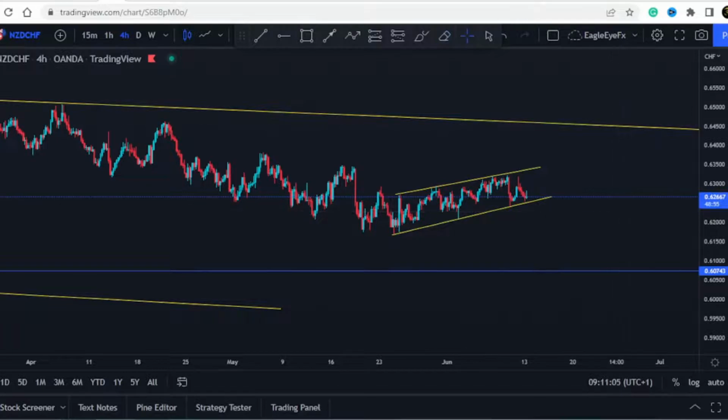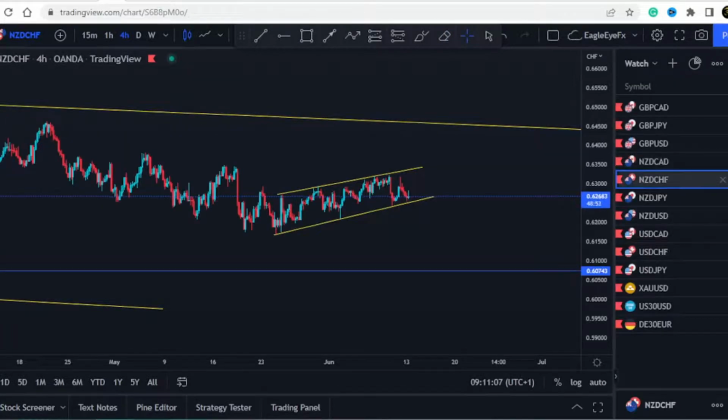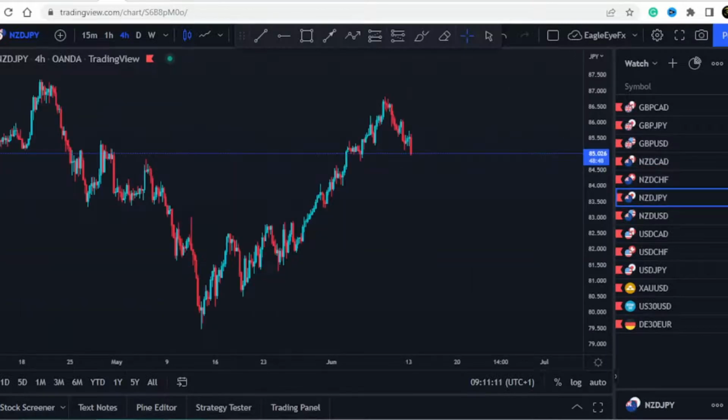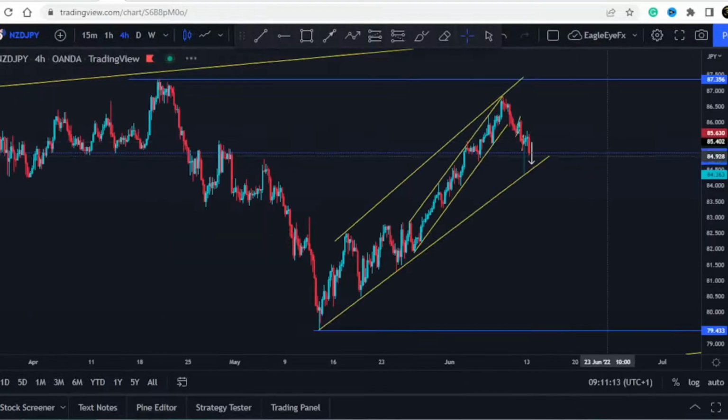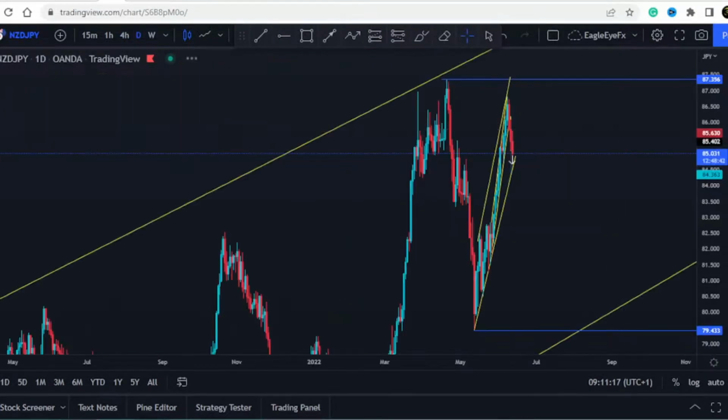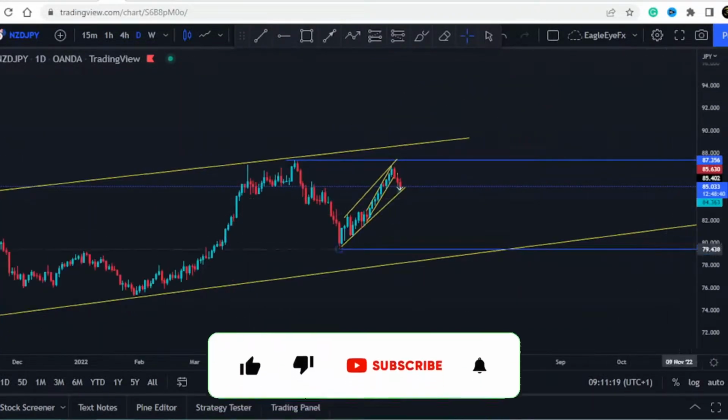Okay, so finally, let's look at NZDJPY. This was also very beautiful. Some of these things have already started playing out, but look, I just had to show you guys.